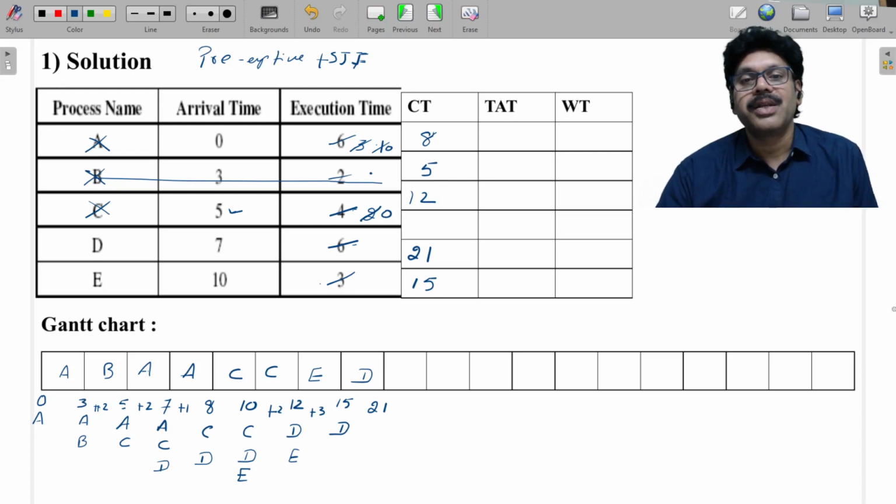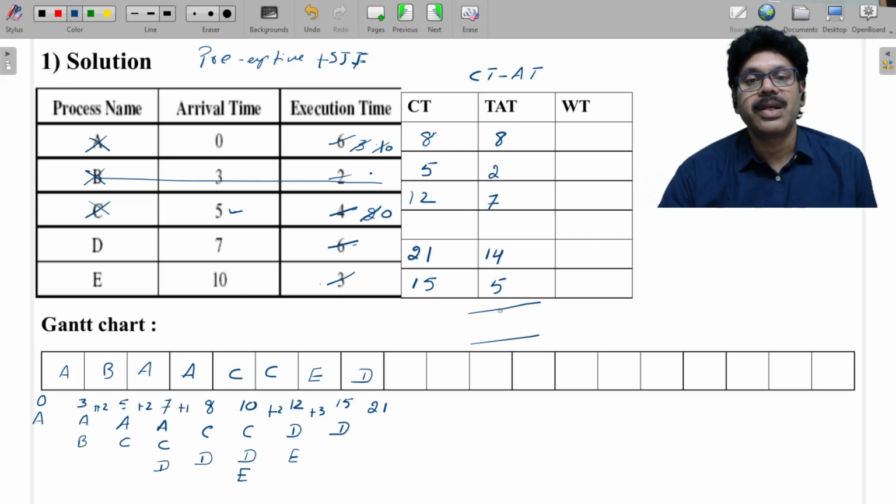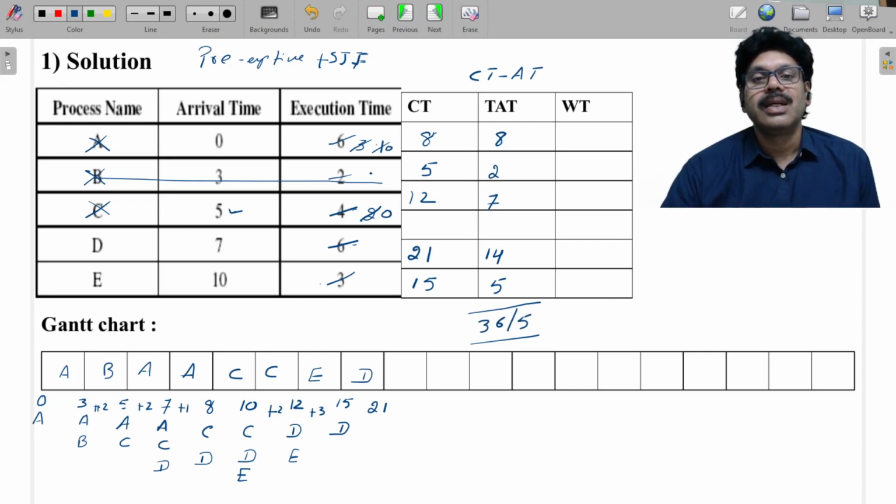Now let us identify the turnaround time. Turnaround time is exit time minus entry time, that is CT minus AT. A: 8 minus 0, which is 8. B: 5 minus 3, which is 2. C: 12 minus 5, which is 7. D: 21 minus 7, which is 14. E: 15 minus 10, which is 5. The average turnaround time he asked for: 8 plus 2 is 10, plus 7 is 17, plus 14 is 31, plus 5 is 36, divided by 5. So this is your answer, 36 by 5.